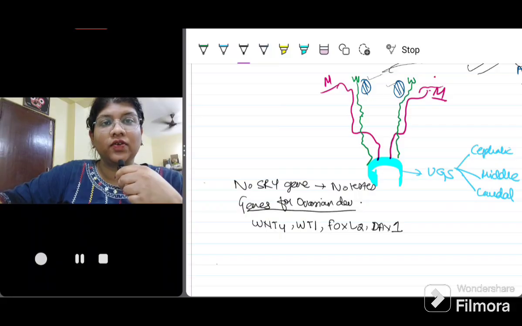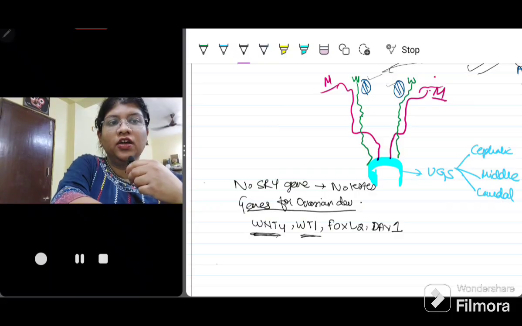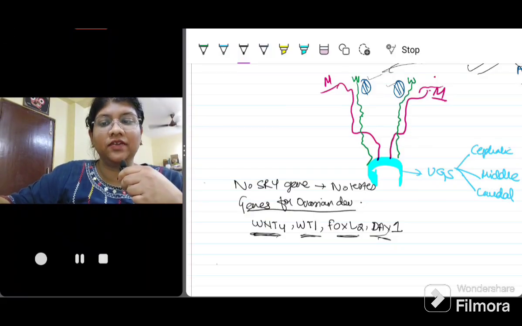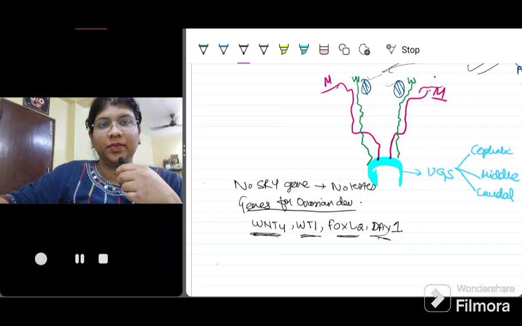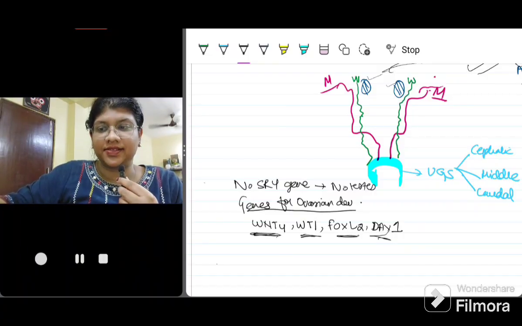Now there are certain genes which are required for the ovarian development. As I have already written, they include WNT4, WT1, FOXL2 and DAX1. Okay, these are important for ovarian development. Now for the Mullerian development, we have WT1, WNT2, PAX2, PBX1 and HOX genes. Now these are the genes which are required for the Mullerian development. Okay. So in toto, these genes which are required for ovarian development and Mullerian development help in the in toto development of the female genital system.